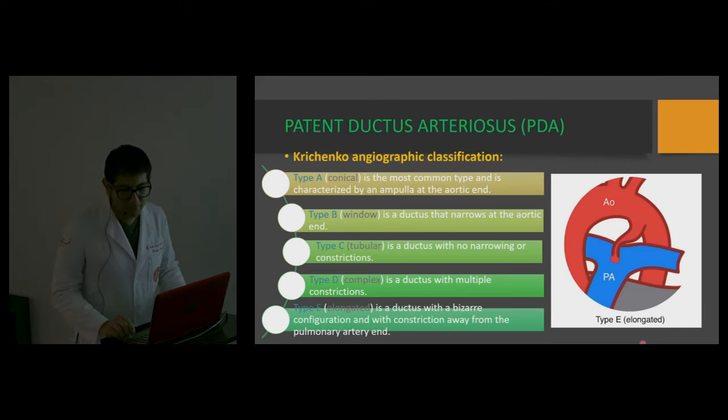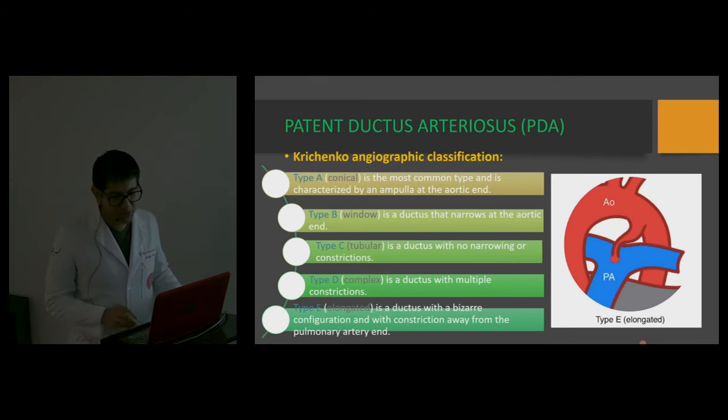The indication for closing a PDA depends on patient age and the size of the ductus. There are different treatment options. This classification is useful in selecting the type of closure and the correct device. For that, it's important to know this.